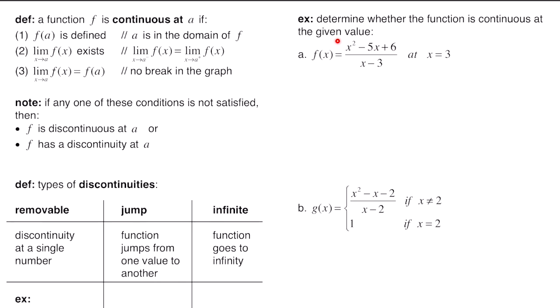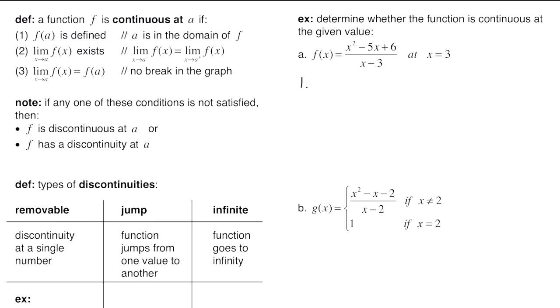This example says determine whether the function is continuous at the given value. So we have a rational function and we have x equals 3. To figure out if a function is continuous at a designated value, you're looking at the three conditions for the definition of continuity. If all three are satisfied, then the function is continuous at that value. If one of these is not satisfied, then the function is discontinuous at this value.